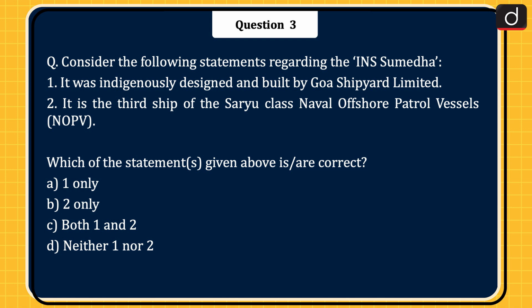Next question is, consider the following statements regarding INS Sumedha. 1. It was indigenously designed and built by Goa Shipyard Limited. 2. It is the third ship of the Saryu class naval offshore patrol vessels, or NOPV. Which of the statements given above is or are correct? 1 only, 2 only, both 1 and 2, or neither 1 nor 2. The correct answer is option C, both 1 and 2.